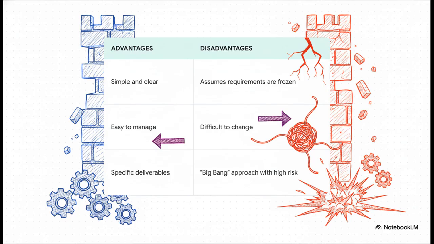Now, here's a classic exam topic, the trade-offs of the waterfall model. On the plus side, it's really simple. The whole process is rigid, it's clear, it's easy to manage, and you have specific things you have to deliver at each stage. But that rigidity, that's also its biggest weakness. It kind of assumes that all the project requirements are perfectly set in stone from day one, which almost never happens, making it incredibly hard and expensive to change anything later on.